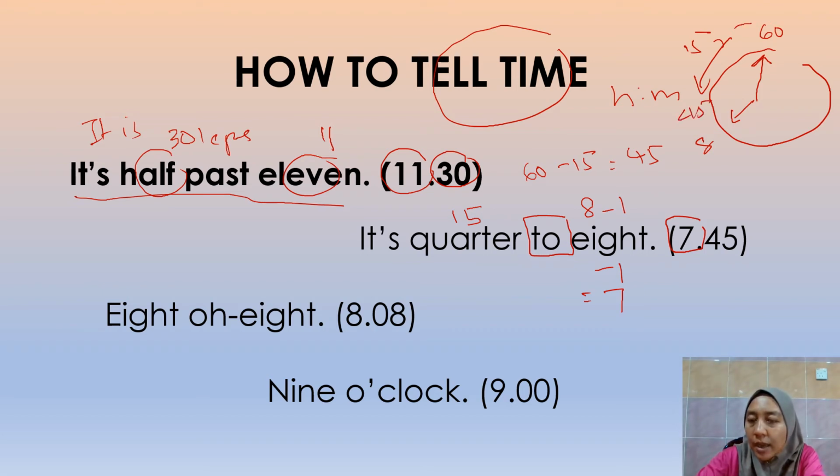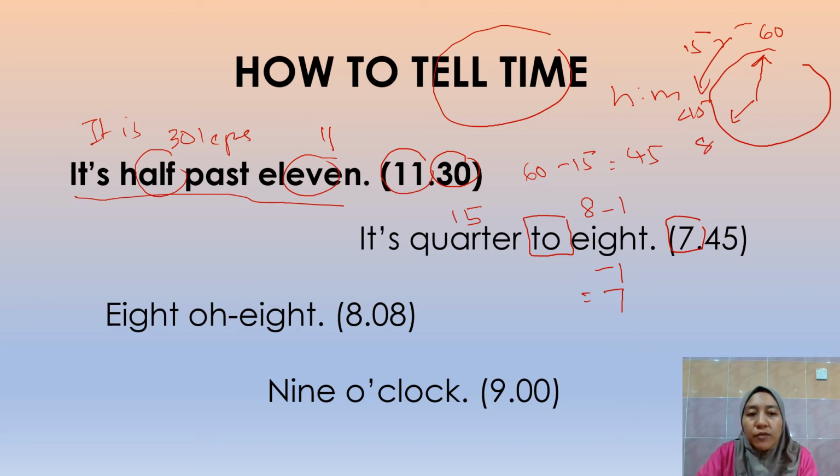Jam ni buka kat sini lah. Quarter to 8. Maksudnya nak ke 8. Quarter to 8. So hour you have to minus 1. Minute pun you have to minus 15. Ingat je. Hour kita minus 1. Minute kita minus 15. Okay, so this is the second structure that you can use, okay, to tell time.